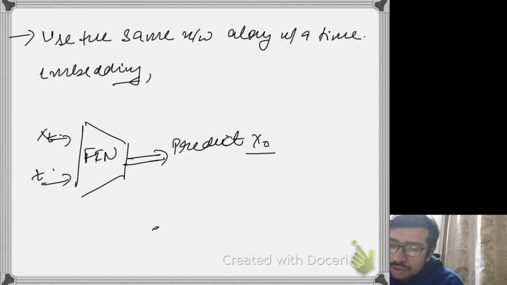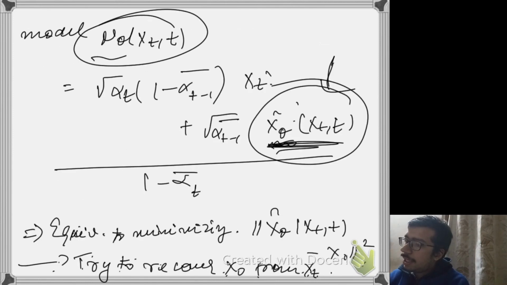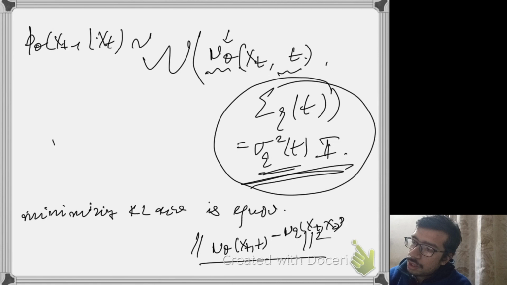The idea is that it looks very similar to a VAE, except that for every time step t I try to recover back my x naught. This network is estimating the value of x naught, and this linear combination is how it is going to approximate the mean of the distribution. The covariance is something we already know.